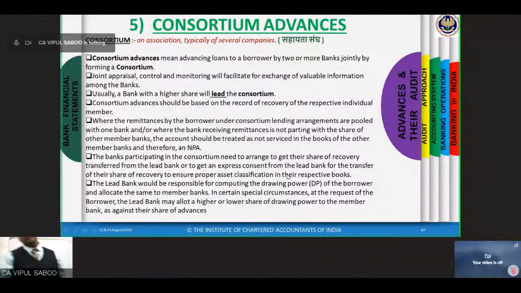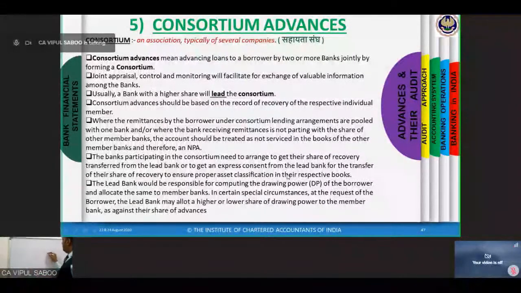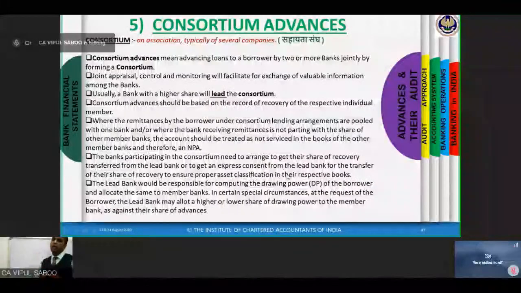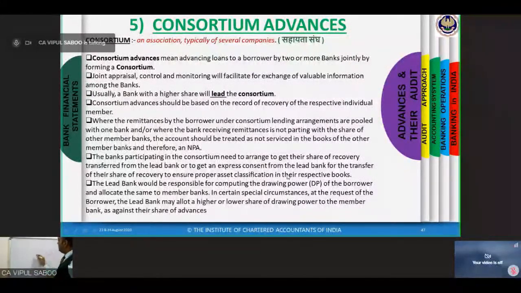And on the request of the borrower, the lead bank can allow, say, the borrower says: I don't have a branch of the other banks in my city, but this particular bank with a 10% share has a branch in my city. Please allow me to withdraw more from this bank as it will be easy for me. So we have to take permission from the lead bank. The lead bank can allow us to withdraw more than the drawing power allocated to this bank, but the total drawing power should remain the same. Right?